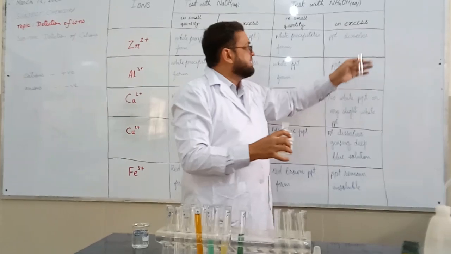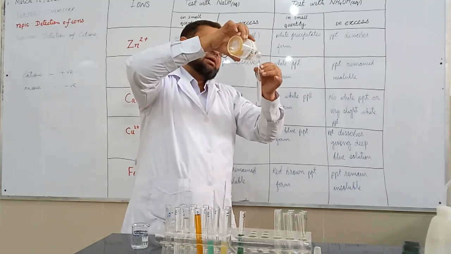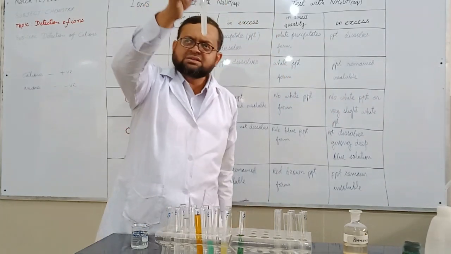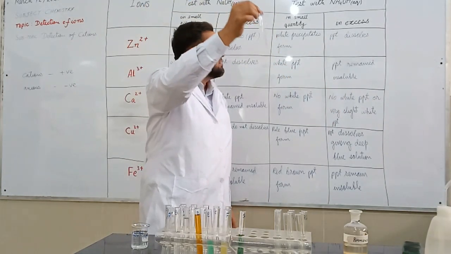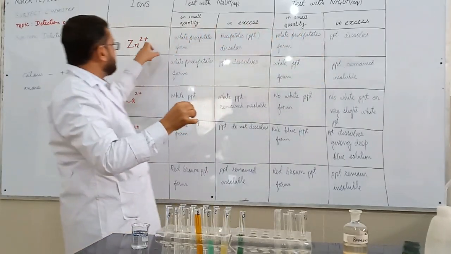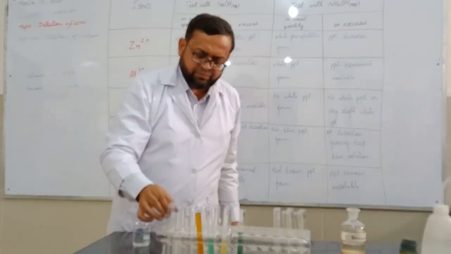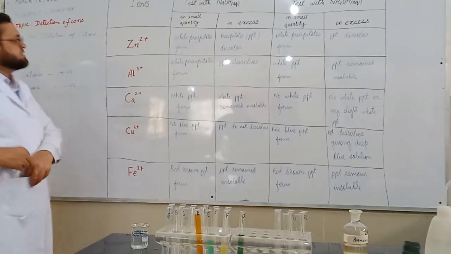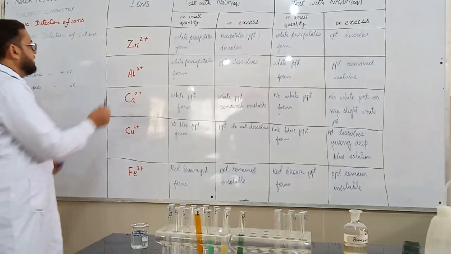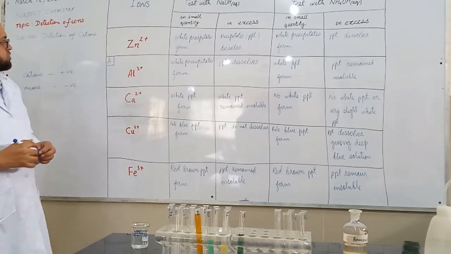So we have another test in this scheme. Then we add excess ammonia solution and observe whether the precipitates are soluble or insoluble. You can observe that even in excess ammonium hydroxide, the precipitates remain insoluble. It means we can rule out the presence of zinc, but it must be aluminum. So solution A contains aluminum ion. I can write it here so that you can remember it.